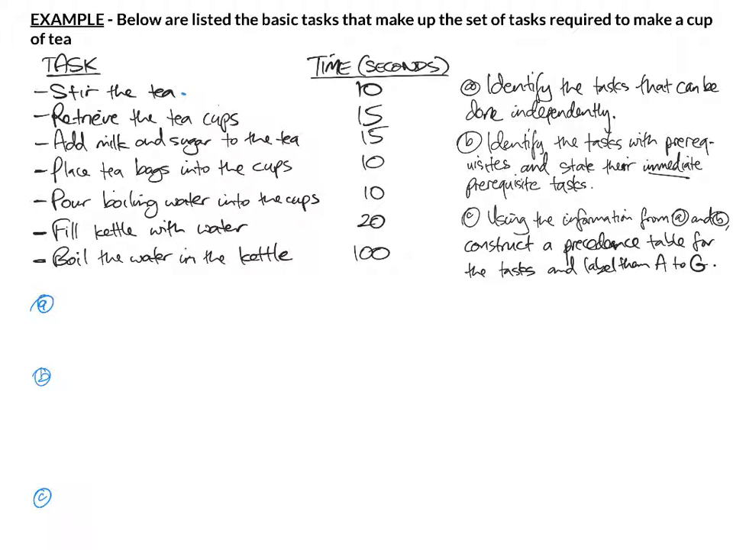independent. However, we think about the second one, retrieving the teacups. That doesn't depend on anything. I don't need to have boiling water in there. I don't need to have tea bags in there. I don't need to have milk and sugar in the cups to be able to go get them. So this is probably one of the first things I need to do. It can probably be done independently. So retrieving the teacups, I would argue, is independently done.